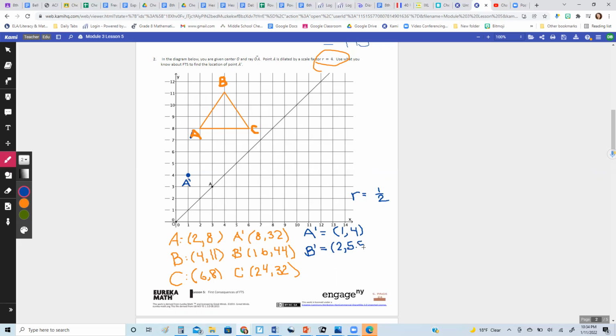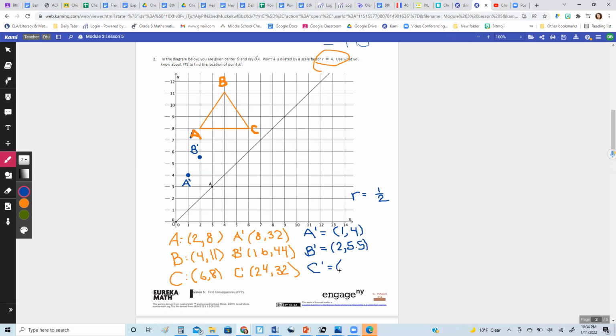So B prime, I'm going to have to kind of eyeball it a little bit, but I can do that. So we have 2, and then we have 5. That right there is precisely 5.5. Why not, right? So there's B prime. If you have a fraction and you can't get it perfect, am I going to care that much? Nope.